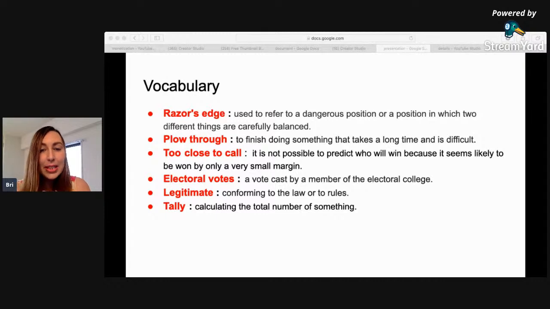Legitimate. Is legitimate an adjective? Yes, it is an adjective. Very good. Oh, Keena said, I want Joe Biden to win. I don't know why. So you don't know why you want him to win? Maybe I think a lot of people just don't want Trump to win, right?